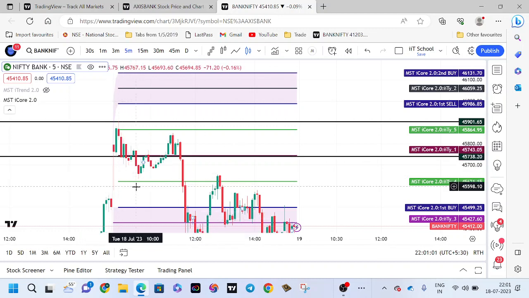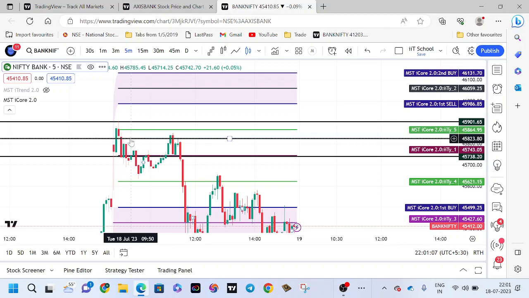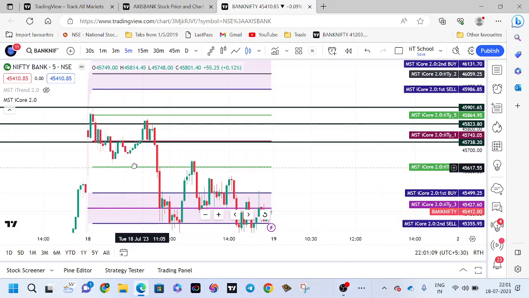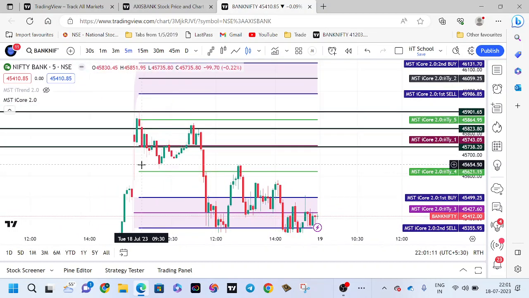So now you have got two entries. Now where do you have to enter? At the 50% of this range. See, perfectly, the fourth candle also has reached the 50% retracement. We got the target. Once again we got the entry here.